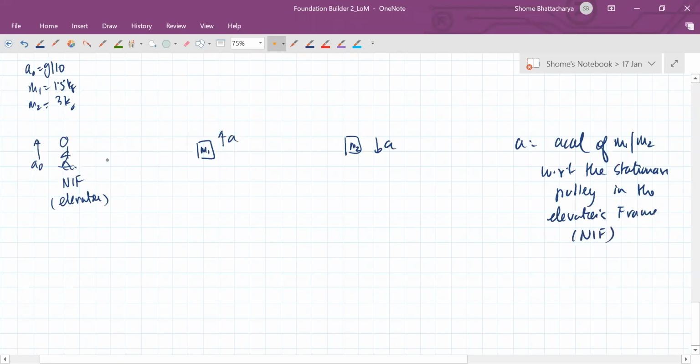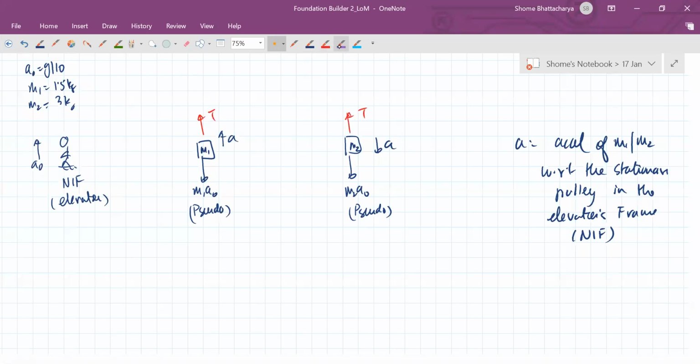So the first thing in a non-inertial frame, you have to show the pseudo force. So this will experience pseudo force M1 A naught, and this will experience pseudo force M2 A naught. So these are your pseudo forces. But apart from that, they will both experience tension, and of course, they will both experience their own weight, M1G for this one, M2G for this one. So these are the three forces in the non-inertial frame.